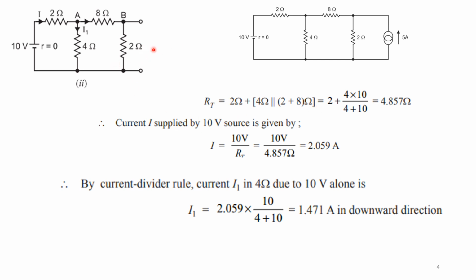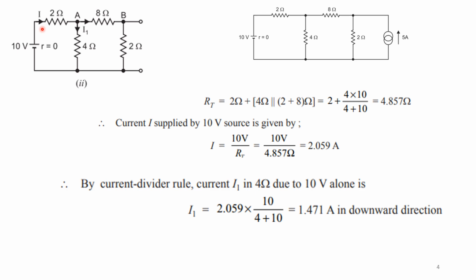You have to see from this other side, these two are in series. This 10 ohm is parallel with the 4 ohm. This will be in series with this 2 ohm. So the result here is 4.857 ohm. So I am going to first find I, the current supplied by the voltage source. So I is equal to V by R. R total I have calculated now, V is 10. So 10 divided by 4.857. So the answer is 2.059 amps. That is the main current here.